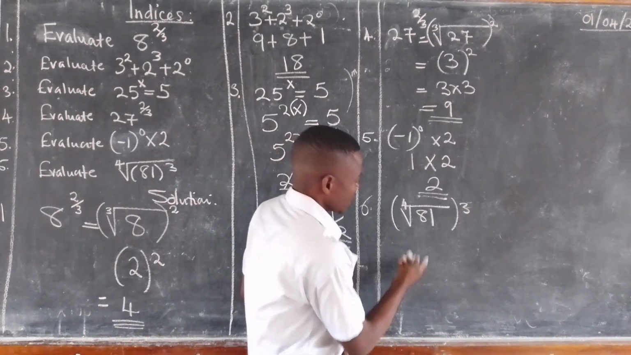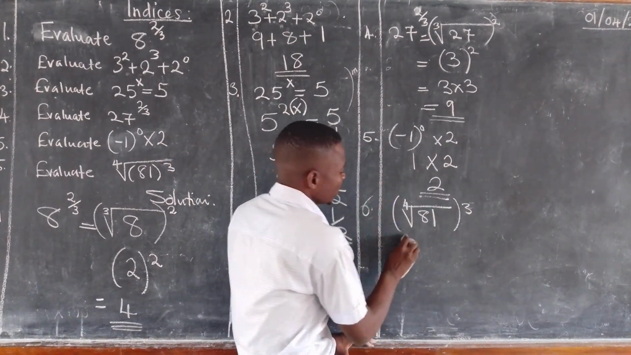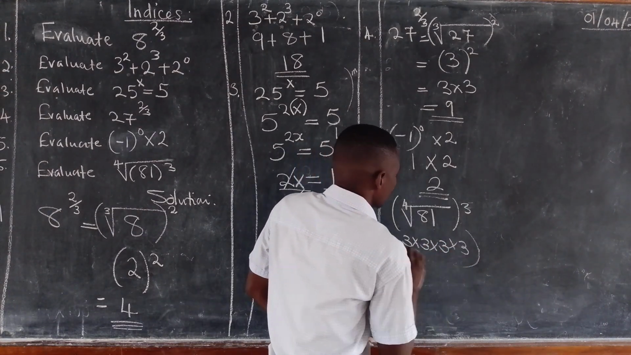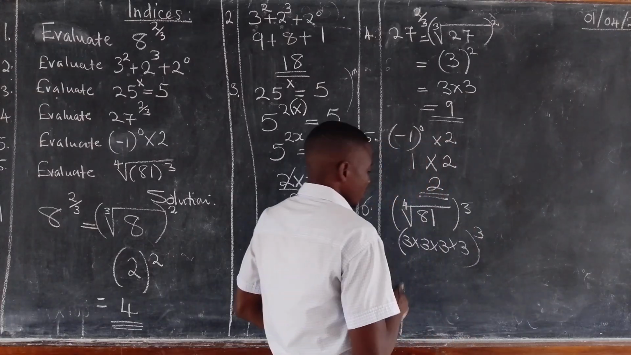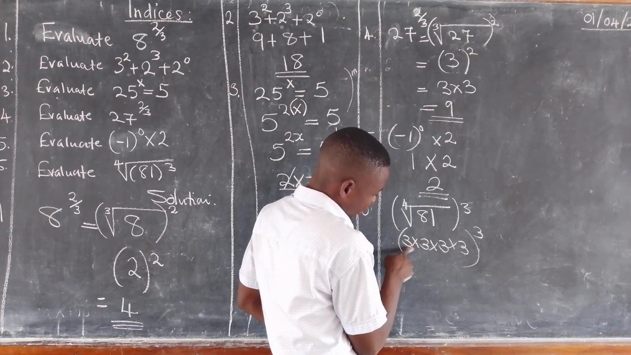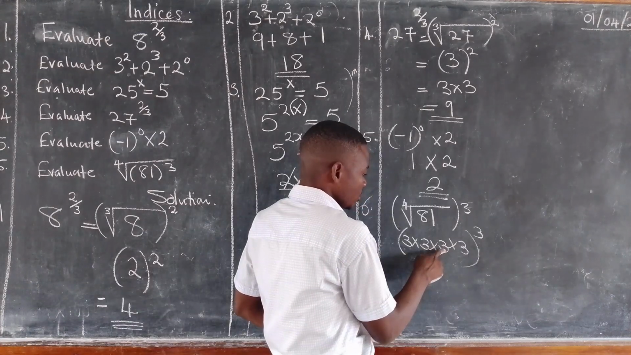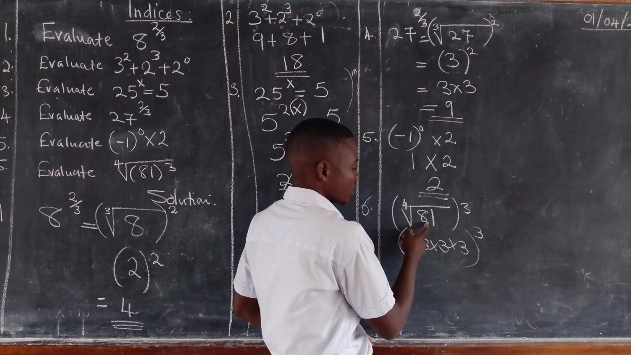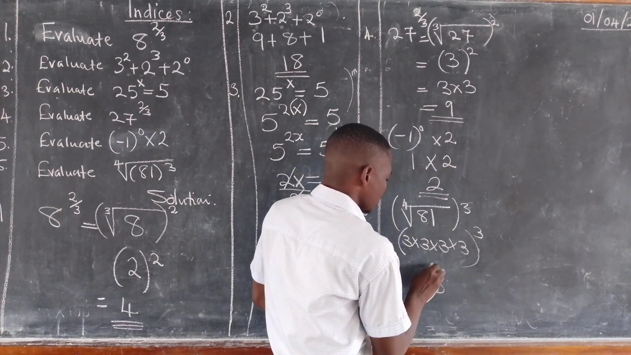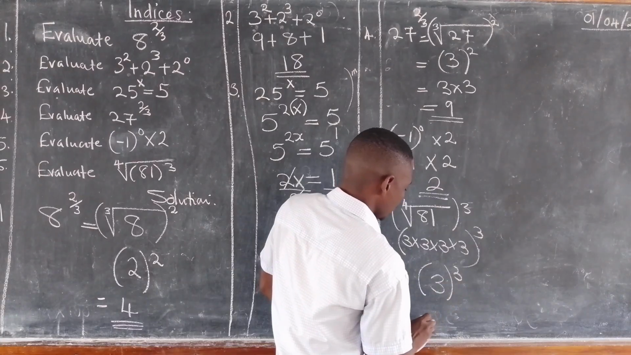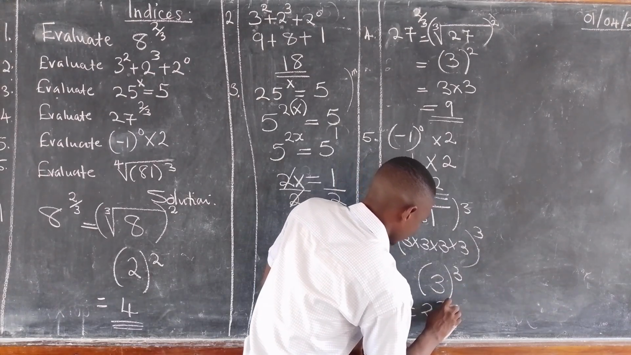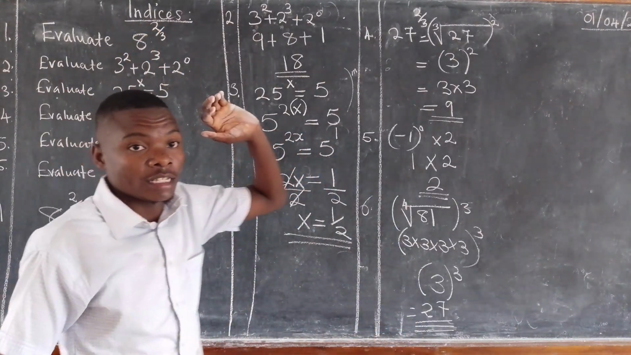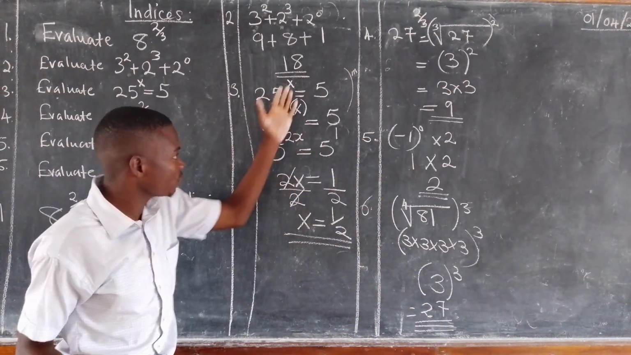If you try 3, can you get 81? Yes. So if you multiply 3 times 3 times 3 times 3, then outside power 3. Then here you check. This is 3 times 3, which is 9. Times 3, 27. Times 3, 81. So a number that you can multiply 4 times to give you 81 is 3. So you just say 3 to the power 3, which is equal to 27. This was just indices.